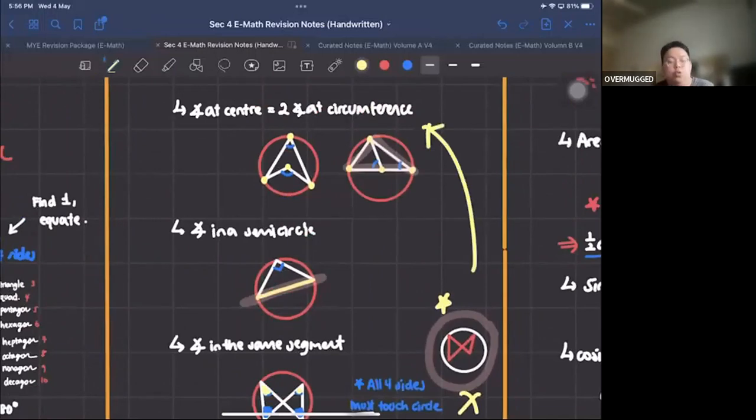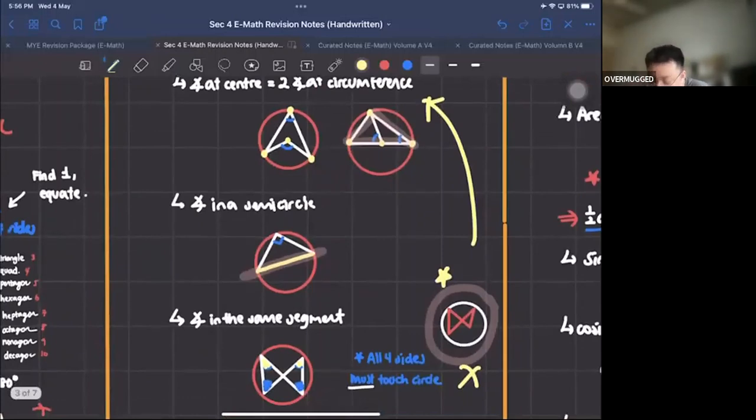Okay, if you want to know why, go and think about it. Okay, the reason is very obvious. For this particular one, if let's say there's a point in the middle of the circle, this is angle at center equals 2 times angle at circumference.